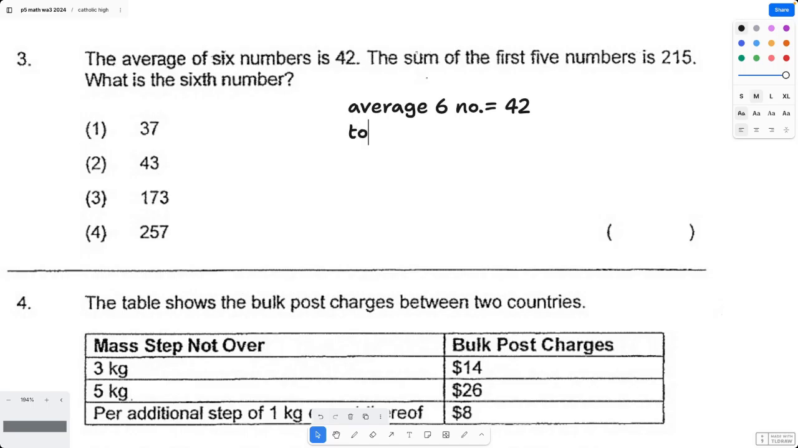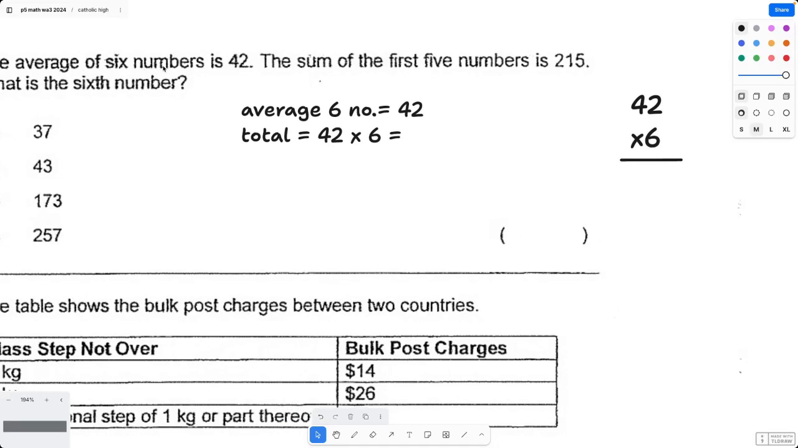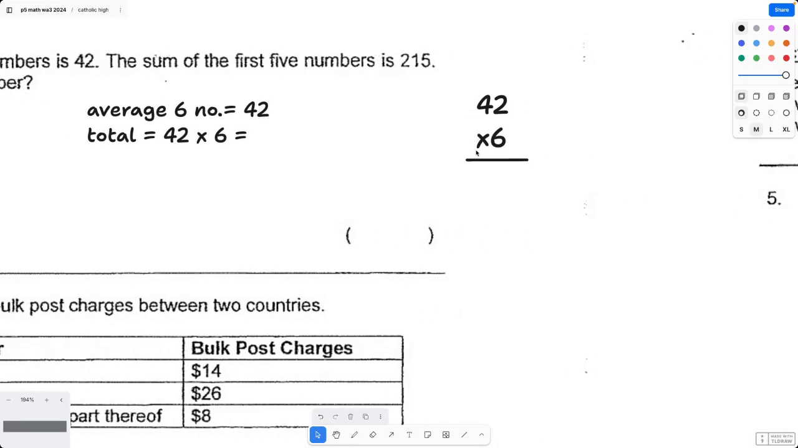So we want to get the total, which is equal to 42 times 6. We want to do some multiplication. Let's do the workings. It's 42 times 6. Let me double check also. Average of 6 numbers. Okay, great. So 42 times 6. Let's zoom this in.